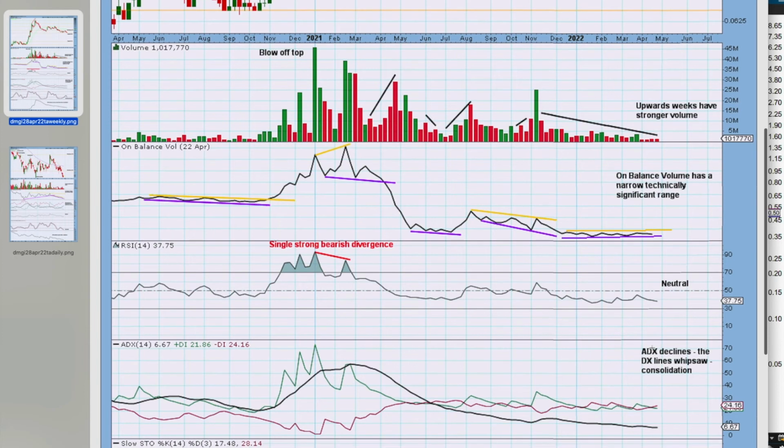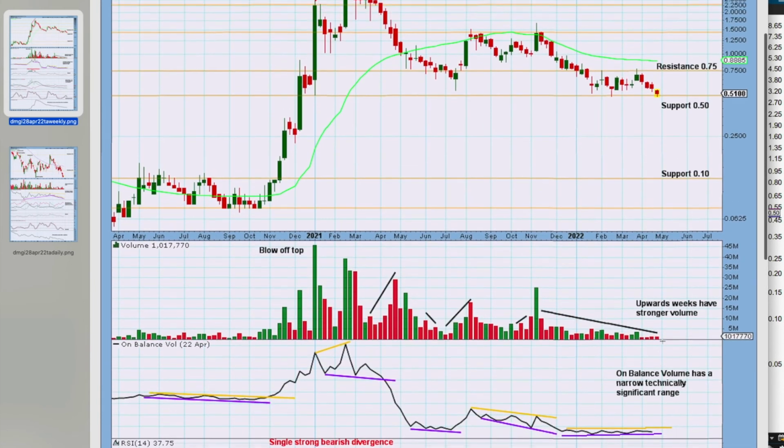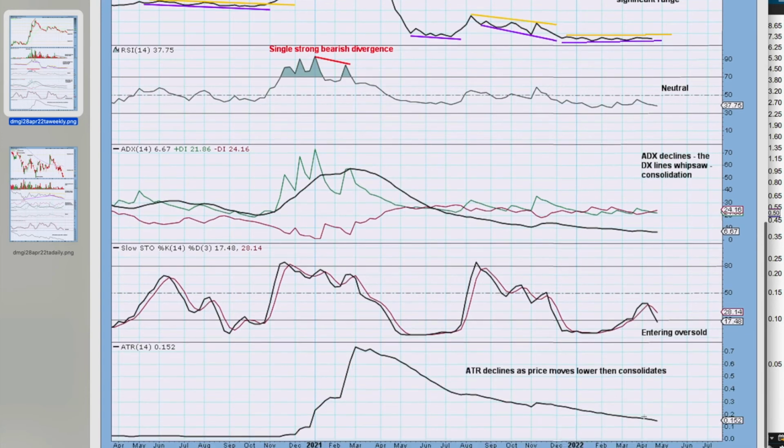Not sure if it's going to work in the other direction. At the moment, RSI is neutral and ADX indicates no clear trend. Stochastics entering oversold, but it can remain oversold for a while. Tends to not remain overbought as long. So just because stochastics is entering oversold doesn't mean downward movement has to end. Right now, price is really close to support, which is about 50 cents. Volume is really weak and range is really weak. It's been declining.